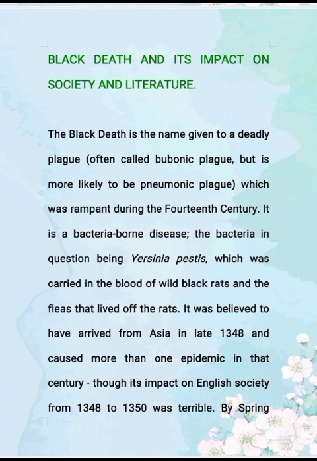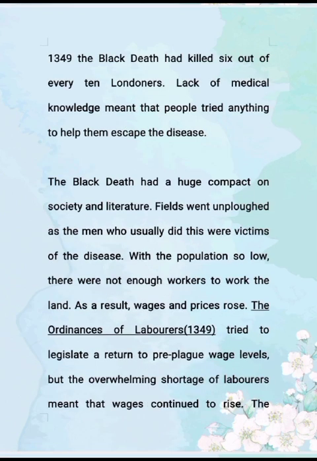It was believed to have arrived from Asia in late 1348 and caused more than one epidemic in that century, though its impact on English society from 1348 to 1350 was terrible. By spring 1349, the Black Death had killed 6 out of every 10 Londoners. Lack of medical knowledge meant that people tried anything to help them escape the disease. The Black Death had a huge impact on society and literature.